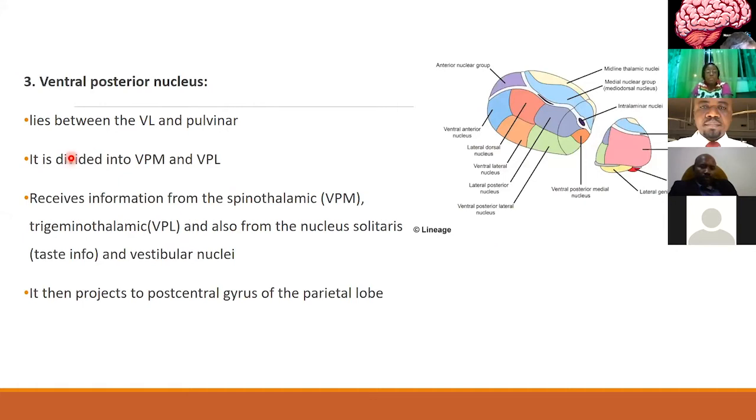The ventral posterior nucleus lies between the ventral lateral and the pulvinar nucleus. It is made up of two parts. We have the ventral posterior medial nucleus and the ventral posterior lateral nucleus. They receive information from the spinothalamic and trigeminothalamic lemniscus, and also from the nucleus solitarius and the vestibular nucleus. It therefore plays a role in the mechanism of pain, taste, and vestibular equilibrium. It then projects to the postcentral gyrus of the parietal lobe.